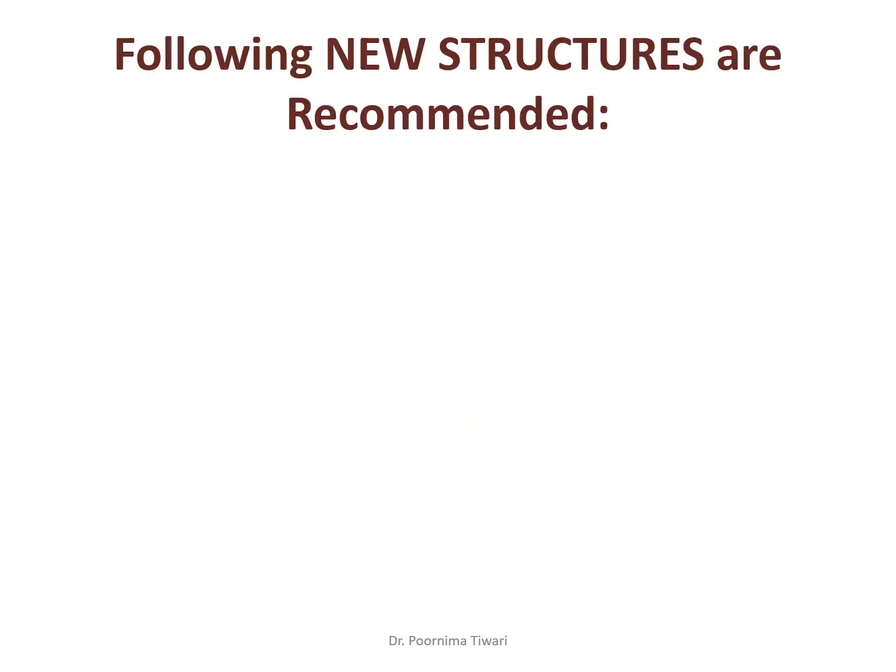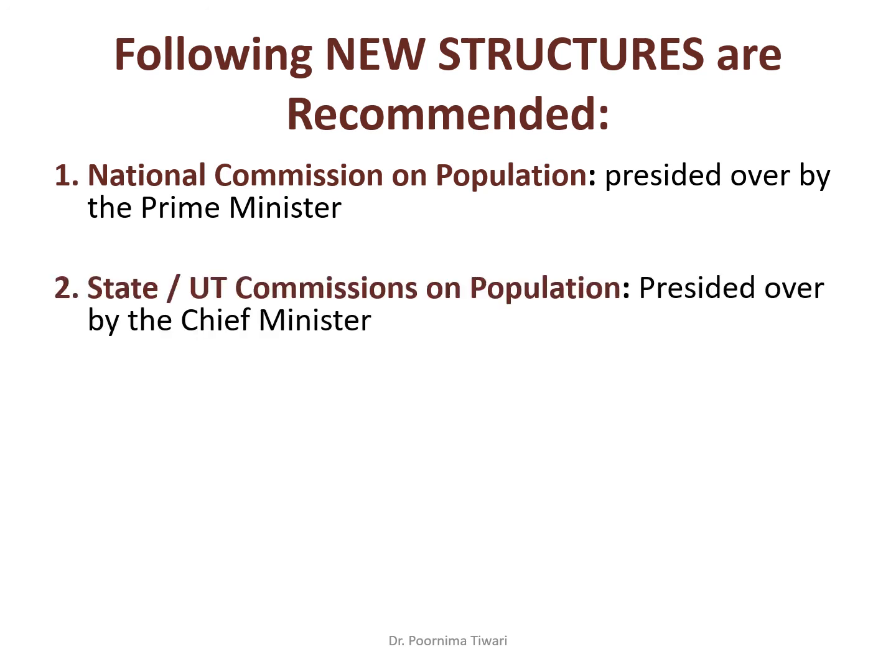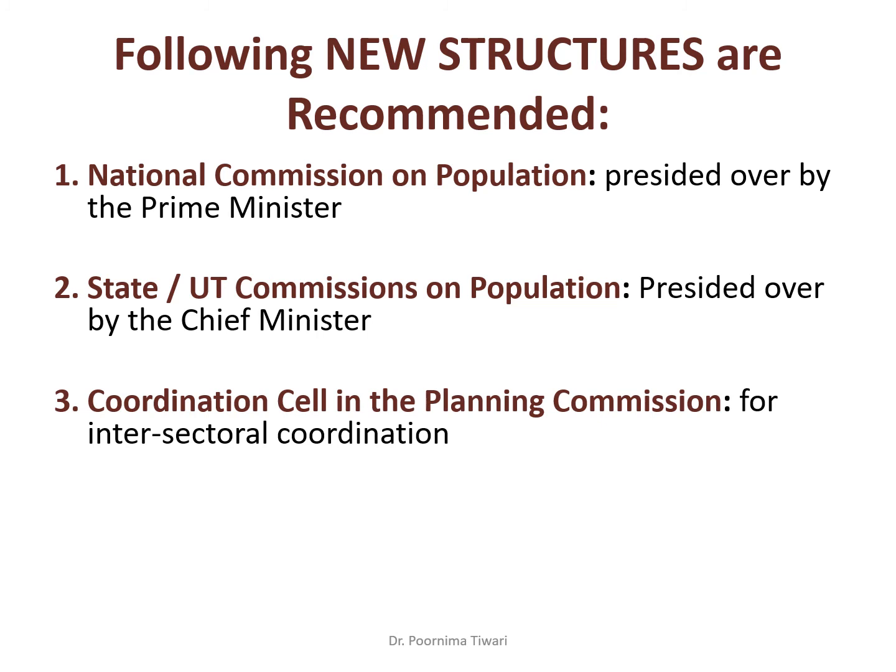The following new structures were recommended for implementation of the policy. National Commission on Population should be made, which would be presided over by the Prime Minister. State Commission or Union Territory Commission on Population, presided over by the Chief Minister. Coordination cell in the Planning Commission for looking after intersectoral coordination.